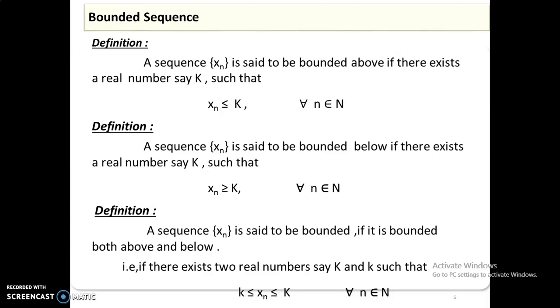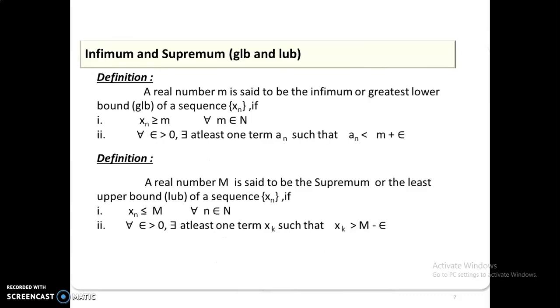So if a sequence has a lower bound as well as an upper bound, that means any term of the sequence has its lower bound as well as its upper bound, and that is what we say: the sequence is bounded. Now we shall see the discussion of infimum and supremum, meaning greatest lower bound and least upper bound: the greatest among the lower bounds and the least among the upper bounds.